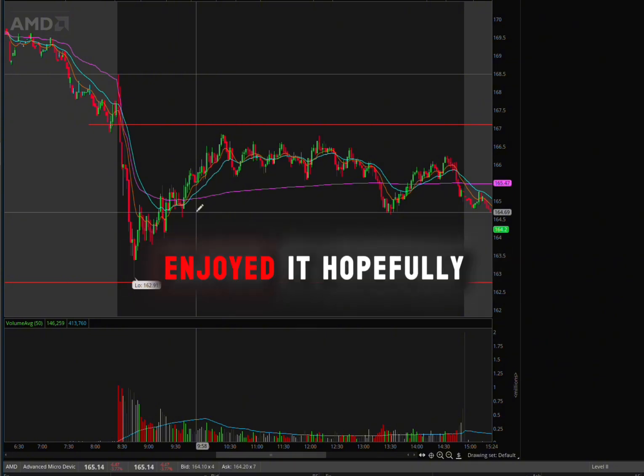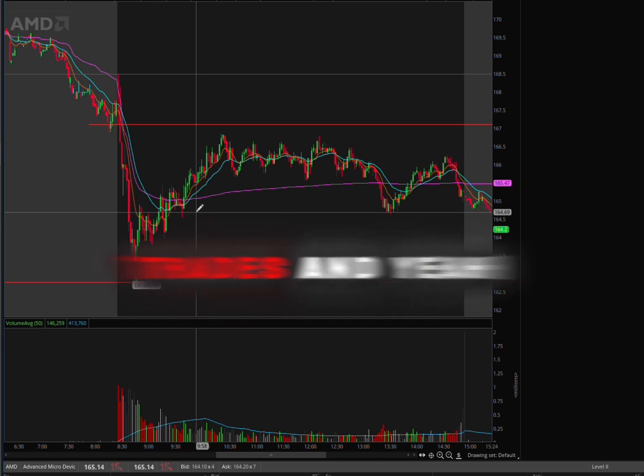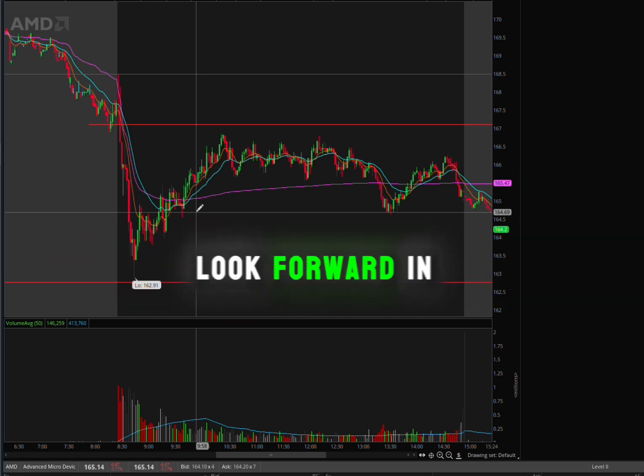Hope you guys enjoyed it. Hopefully it helps you guys. Maybe you can add this trade to your playbook of trades, and try it out. Maybe paper trade it. Look for it in the market.